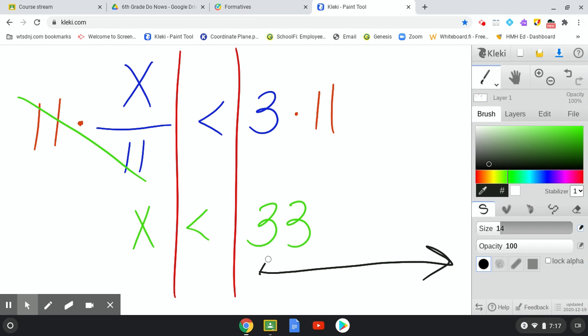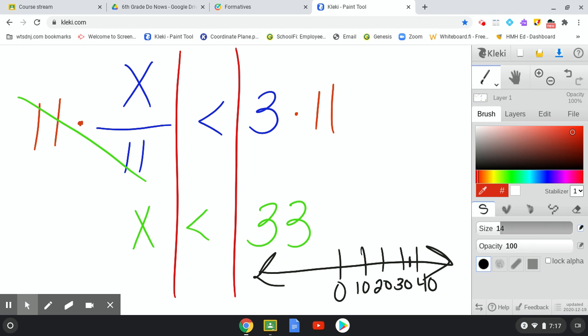So you would draw your number line. I am going to save time and not write out all of my numbers on my number line. These are going to be going by tens. So 33, if I were to mark off where halfway between 30 and 40 would be, which is 35, that would be right in the middle there.